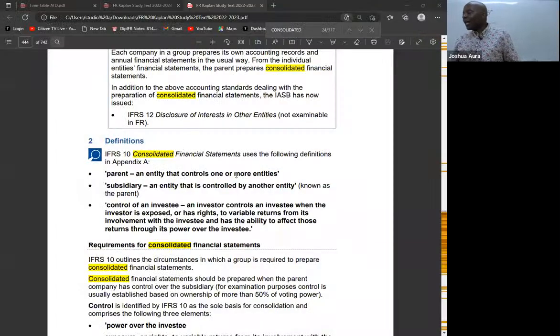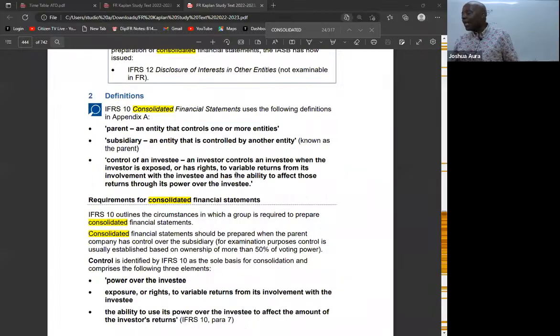An investor controls an investee when the investor is exposed or has rights to variable returns from its involvement with the investee, and has the ability to affect those returns through its power over the investee. I would want to repeat this again, and then go straight to the next paragraph for us to be able to understand what control really is.